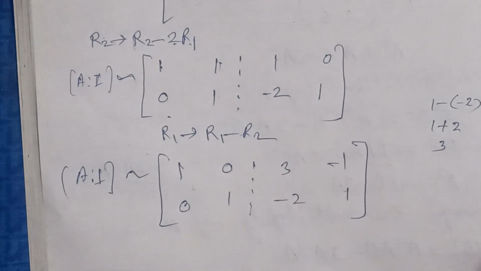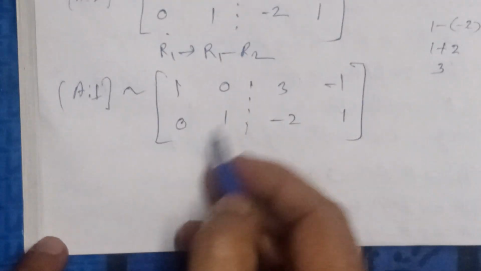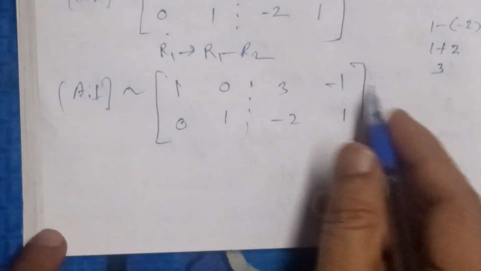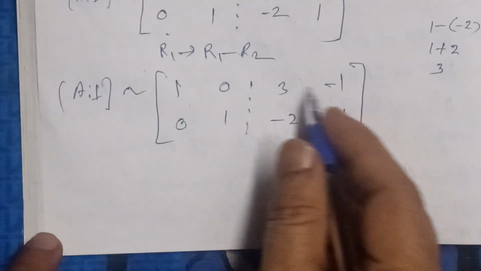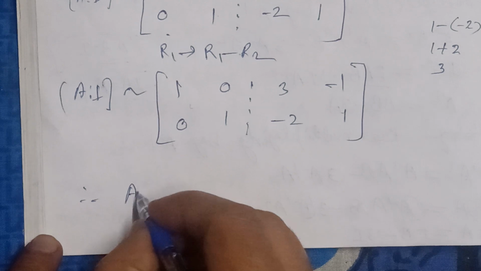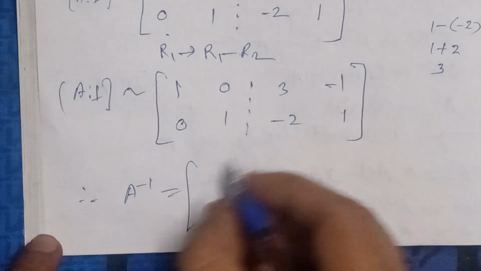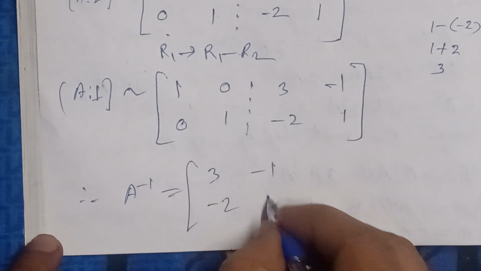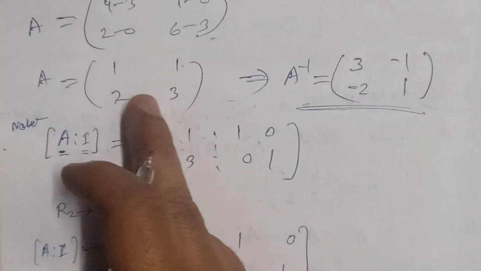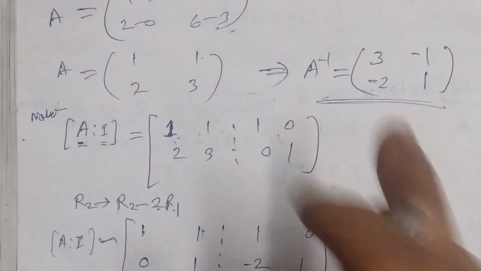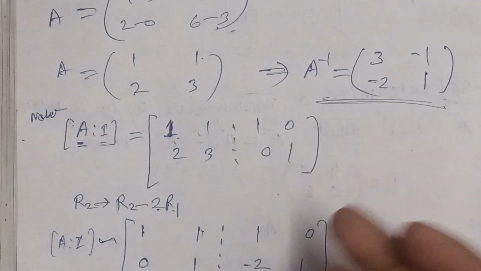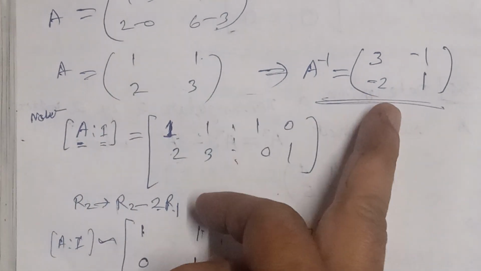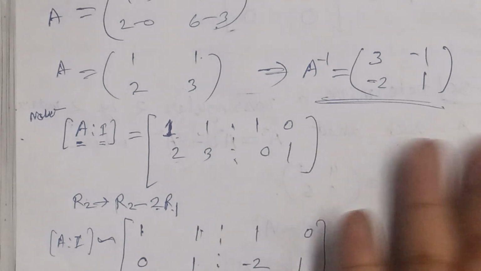It is a partition. This is equal to I, the identity matrix, so this value is the inverse. Therefore we can say that A inverse is equal to 3 minus 1 minus 2 1, which is equal to this value, which I write by the direct method. In the case of a 2 by 2 matrix, you can directly find this value.